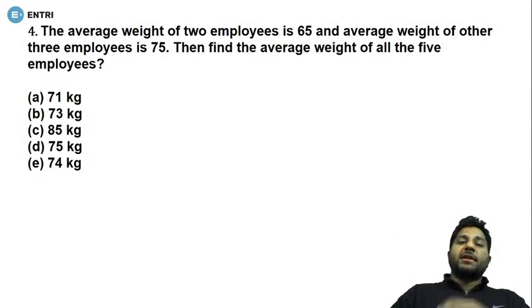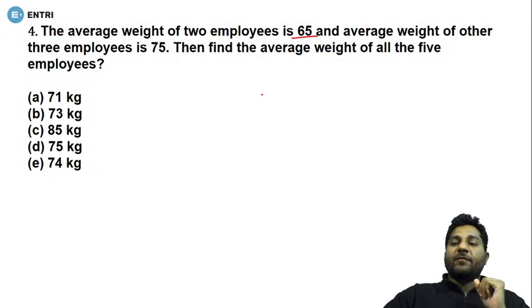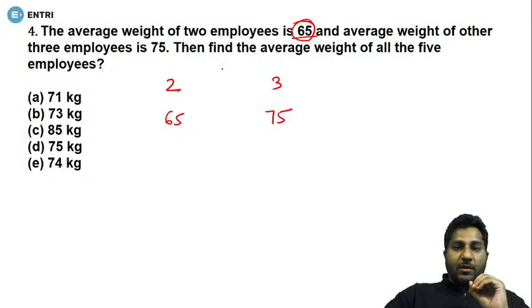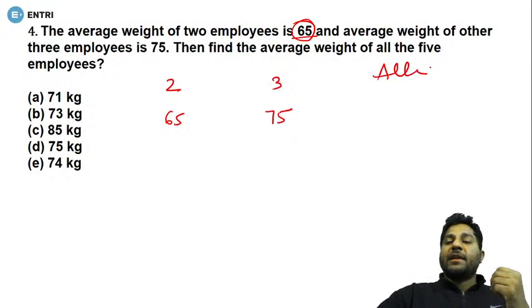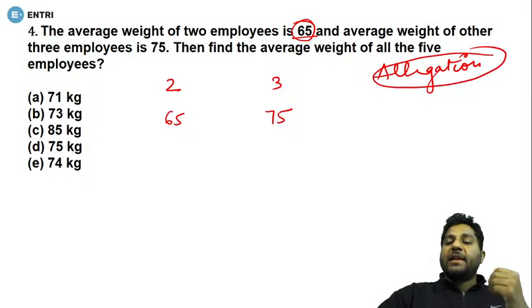Now here comes the next question. Look at this. The average weight of 2 employees is 65, while the average weight of other 3 employees is 75. Then find the average weight of all the 5 persons. So what we will do, we will use the alligation method. Okay guys, we will use the alligation method.